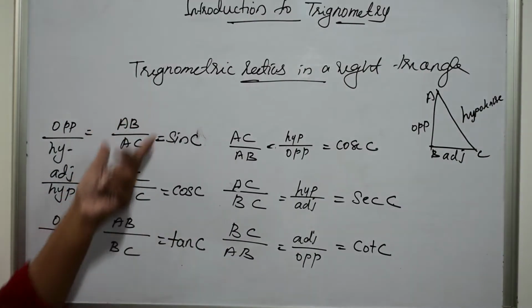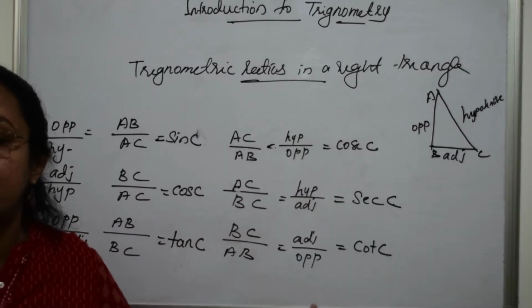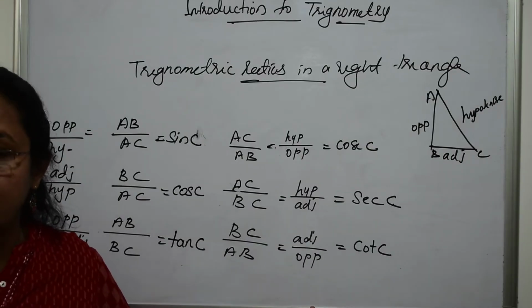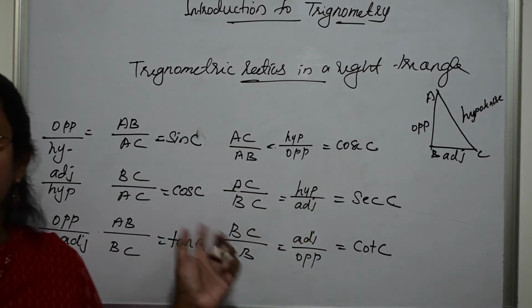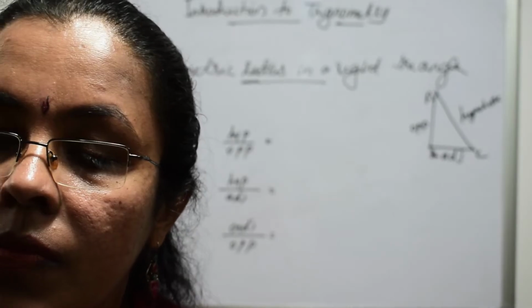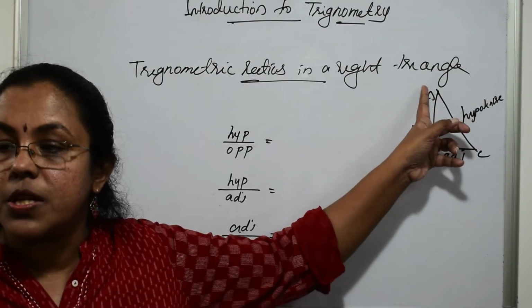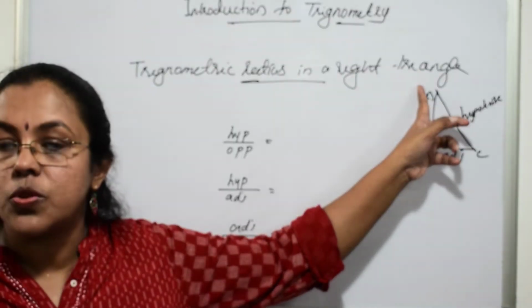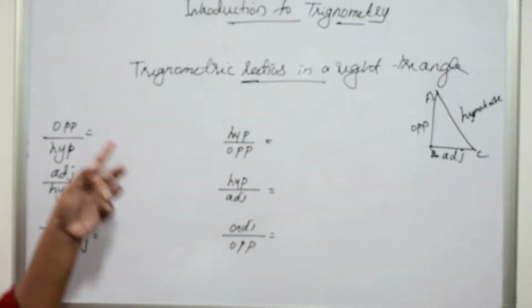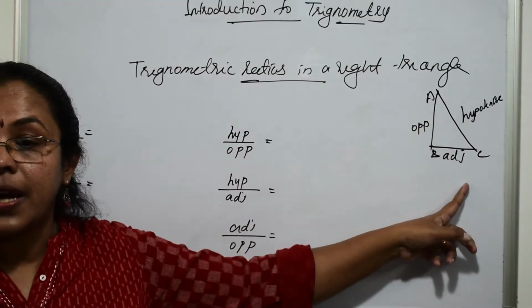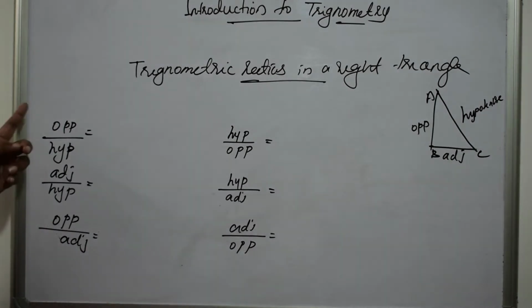These are the first three ratios and the rest three are the reciprocal ratios. Okay, I hope all of you understand what is written here. If we want to write trigonometric ratios with respect to angle A, then also we can write it. What is the meaning of sine of angle A? Sine of angle A means opposite side by hypotenuse.